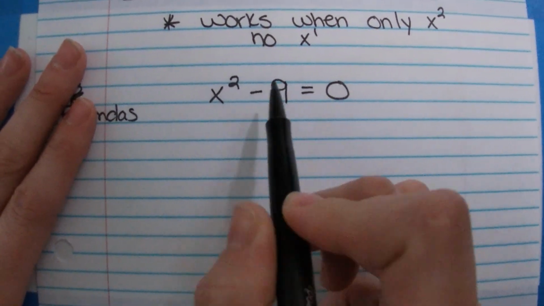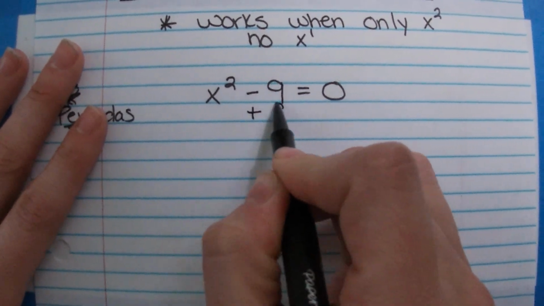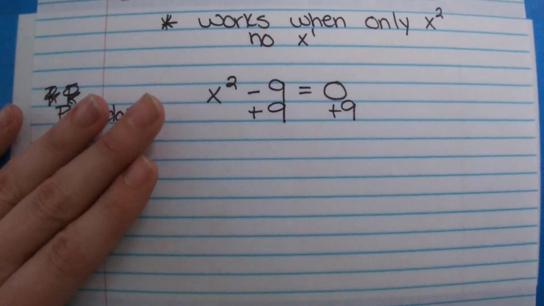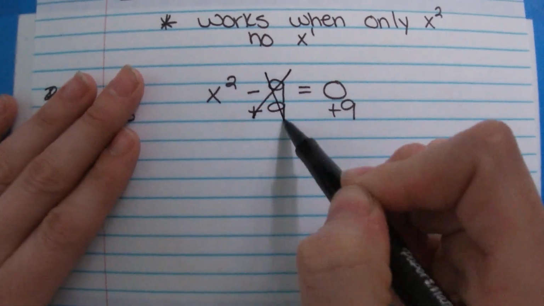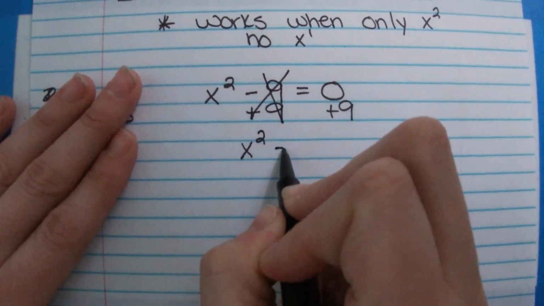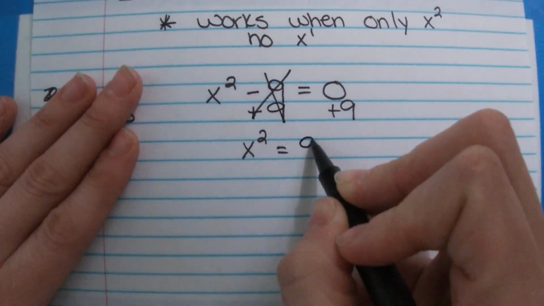So we'll undo addition and subtraction. So we undo subtraction with addition. And whatever we do to one side of the equal sign, we also have to do to the other. So those two will cancel out, and we will be left with x squared equals, and then 0 plus 9 is 9.